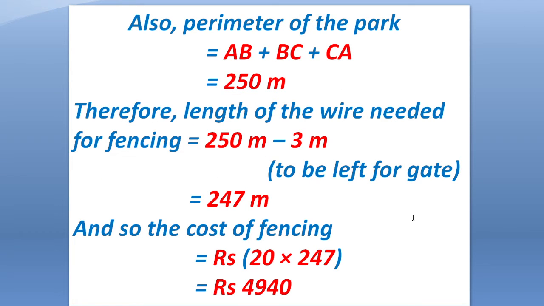Now perimeter. Perimeter is equal to the sum of all three sides of the triangle, AB plus BC plus CA, which is equal to 250 meter. Therefore the length of wire needed for fencing is 250 meter minus 3 meter to be left for the gate, so it is equal to 247 meter. And so the cost of fencing per meter is 20. So for 247 meter, it is 20 into 247, which is equal to 4,940 rupees.